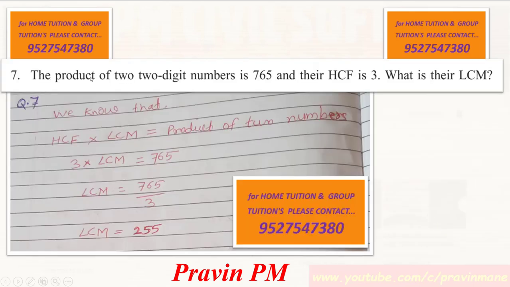Now question number 7. The product of two numbers is 765 and their HCF is 3. What is their LCM? Here we know that HCF multiplied by LCM is equal to the product of the two numbers. HCF is 3, so 3 multiplied by LCM is equal to 765. Now dividing both sides by 3, LCM is equal to 765 divided by 3. When we divide 765 by 3, we get the answer 255. So LCM is equal to 255.